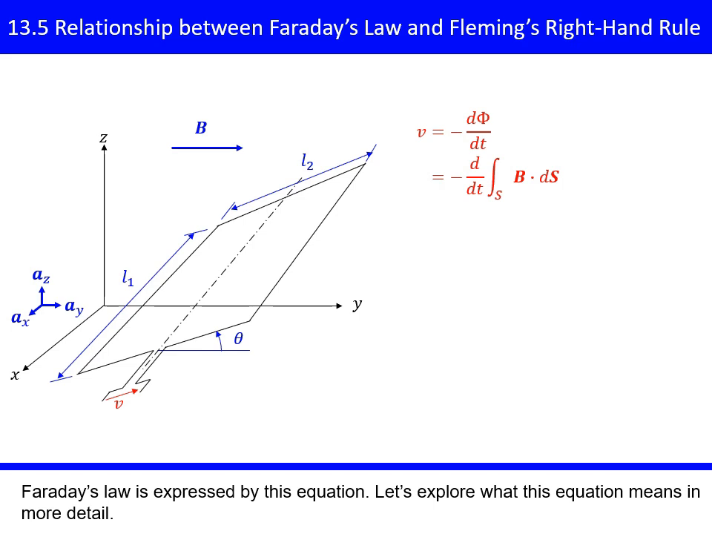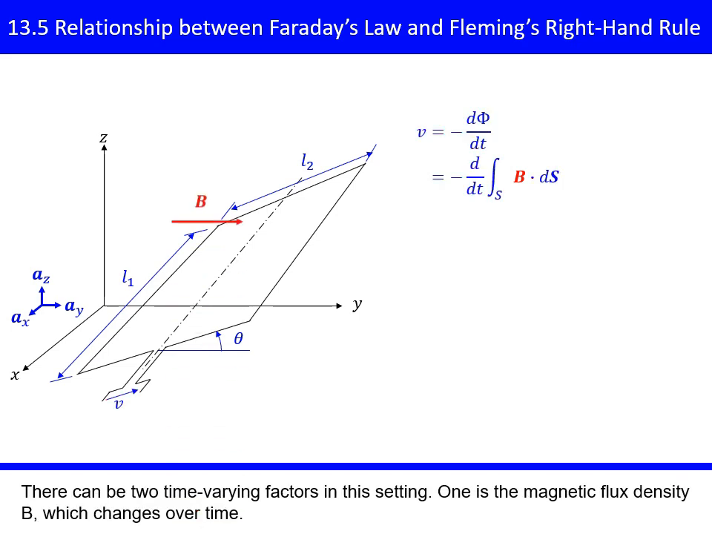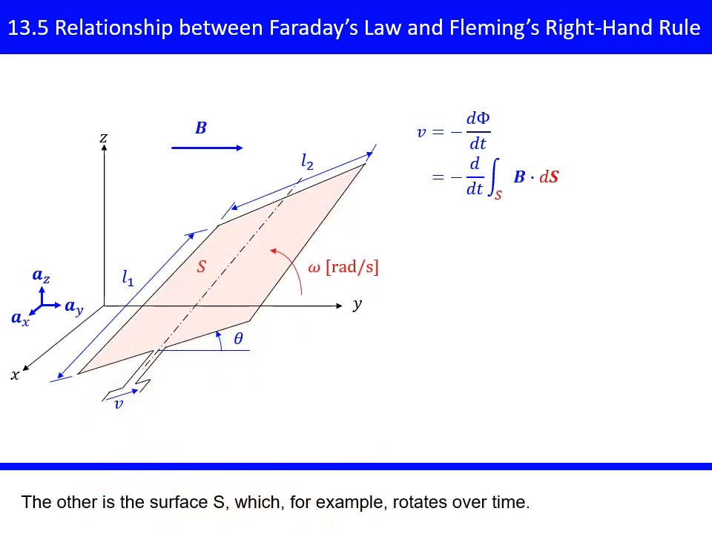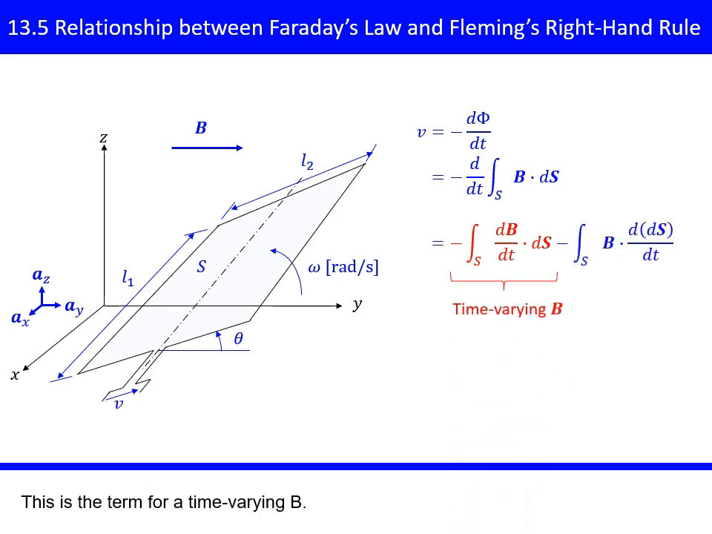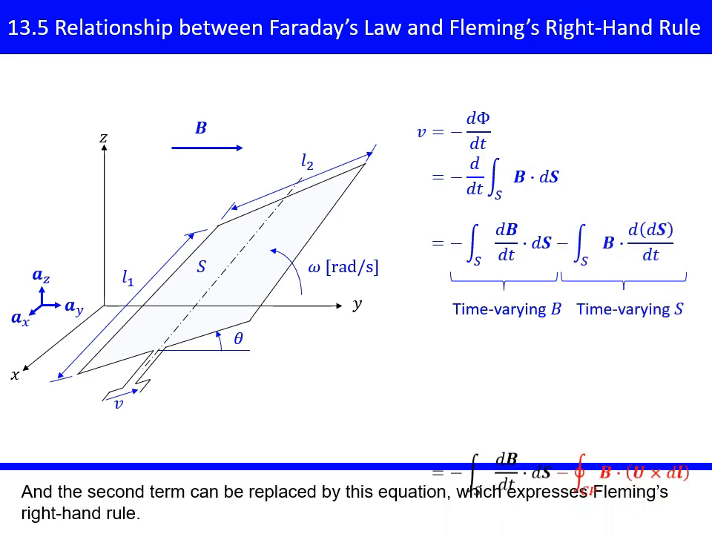Let's explore what this equation means in more detail. There can be two time-varying factors in this setting. One is the magnetic flux density B, which changes over time. The other is the surface S, which, for example, rotates over time. The product rule of differentiation yields these two terms. This is the term for a time-varying B. The second term is the one for a time-varying S. And the second term can be replaced by this equation, which expresses Fleming's right-hand rule.